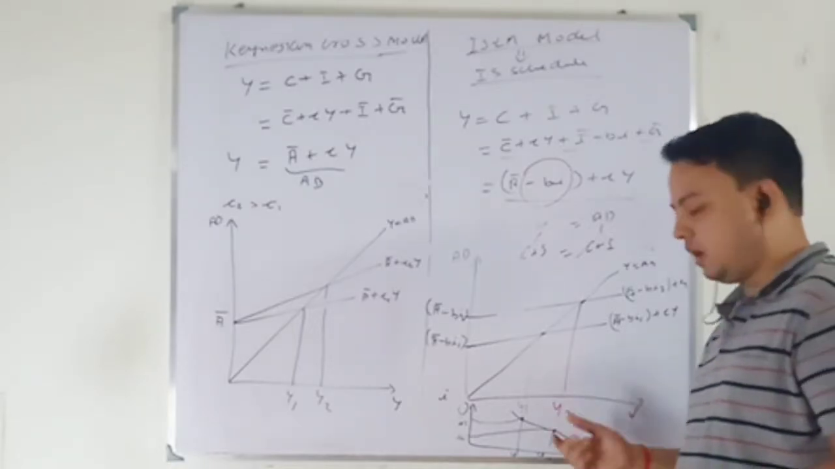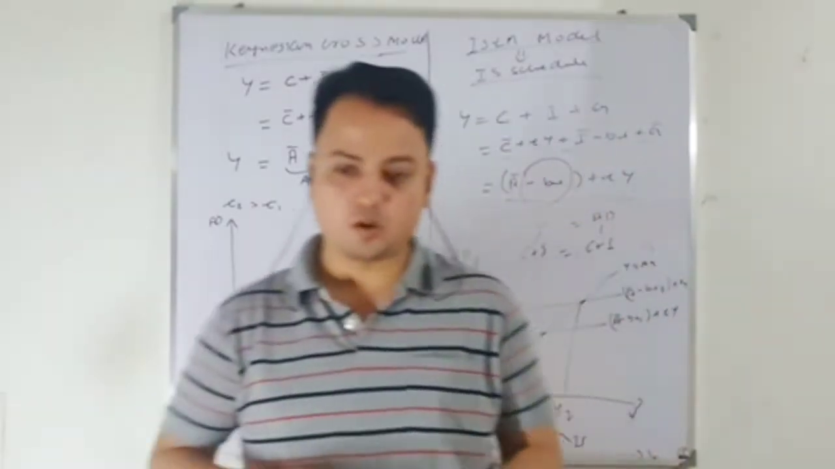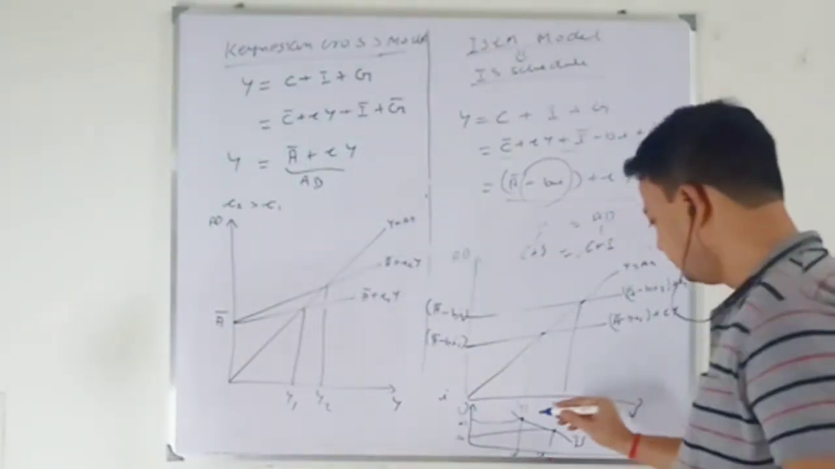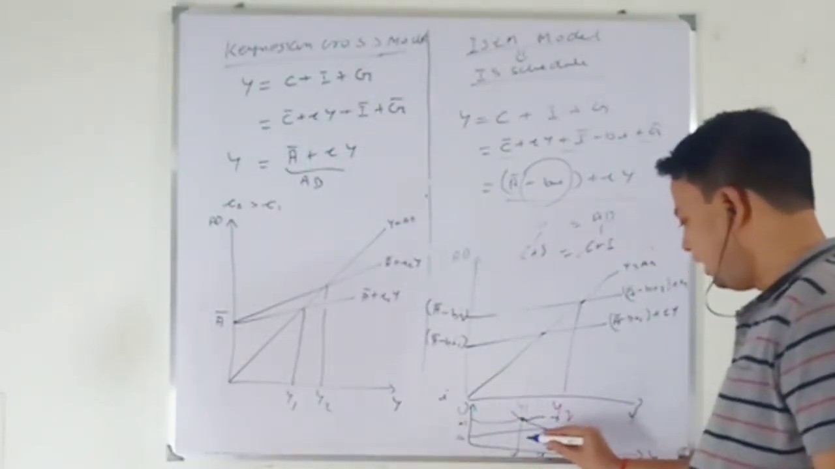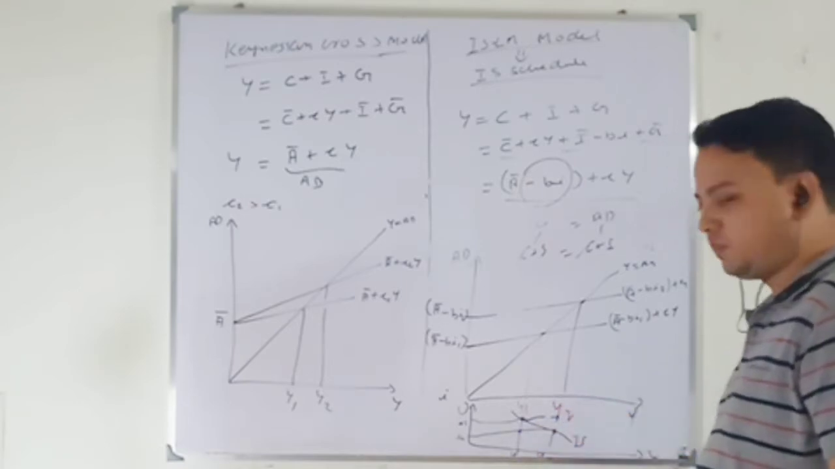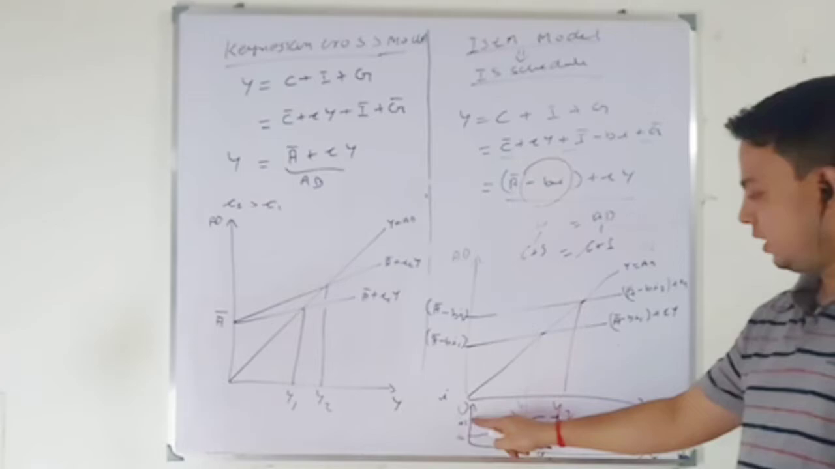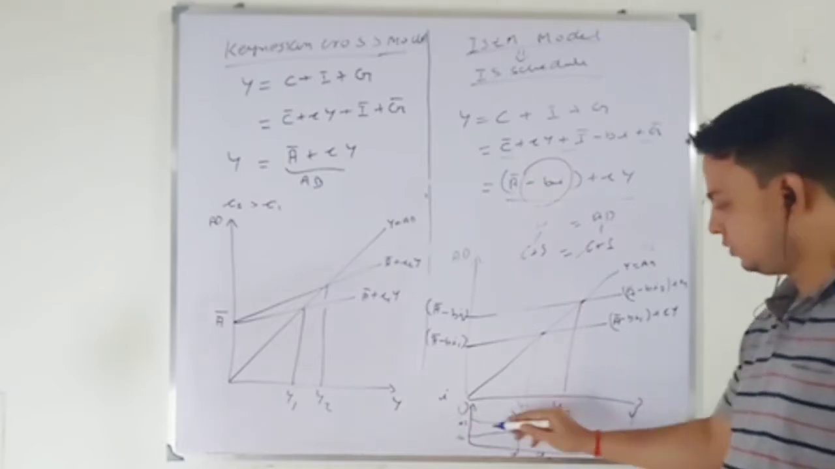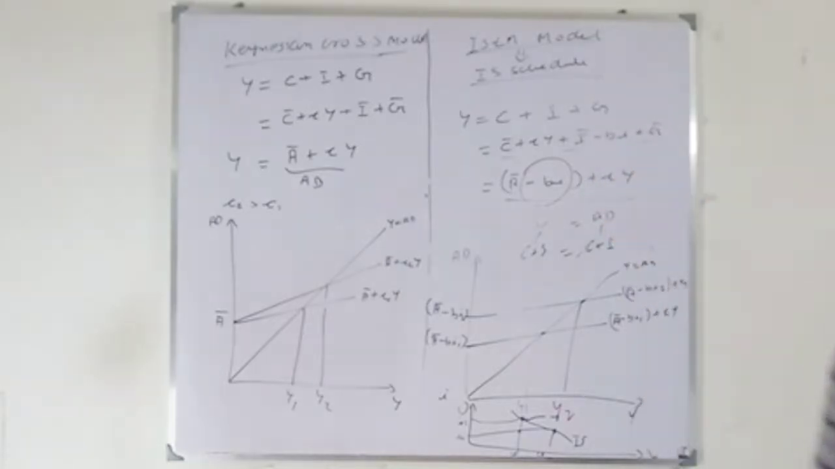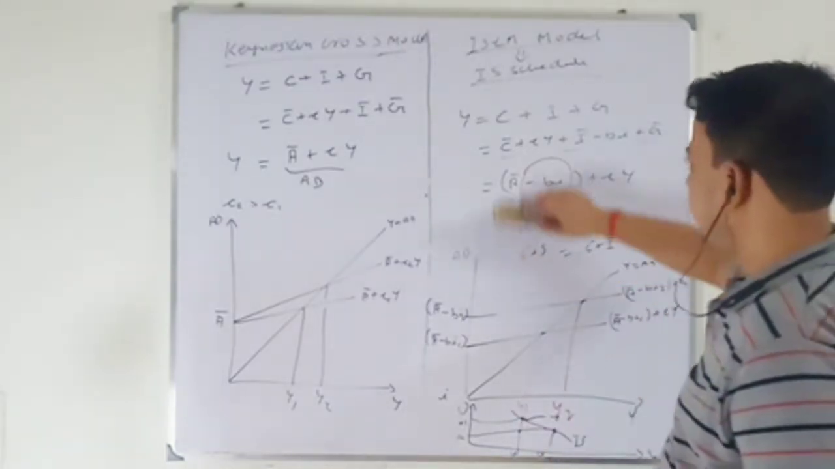And the second thing I talk about is what will be the point to the right of this IS curve? When we are drawing like this, I am getting one point to the left of the IS curve, and one point to the right of the IS curve. So to the right of the IS curve, let me draw it again. I am drawing this graph again.